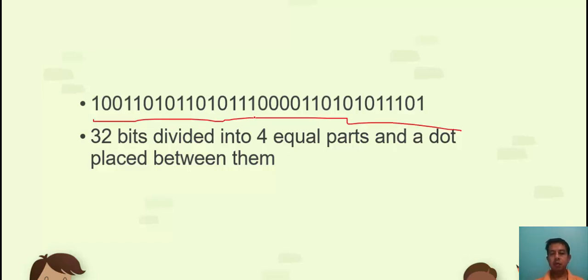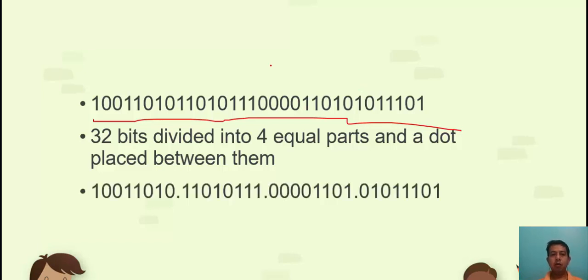Clear? So there are 32 bits. If I divide into 4 equal parts, there will be 8 bits in each part. So we divide this 32 bits into 4 equal parts, and then we'll put a dot in between those four parts. That means we have divided this 32 bit number into 4 parts. So each part will contain 8 bits, and then there is a dot between them. Look at it. So there is a dot between these 4 parts.